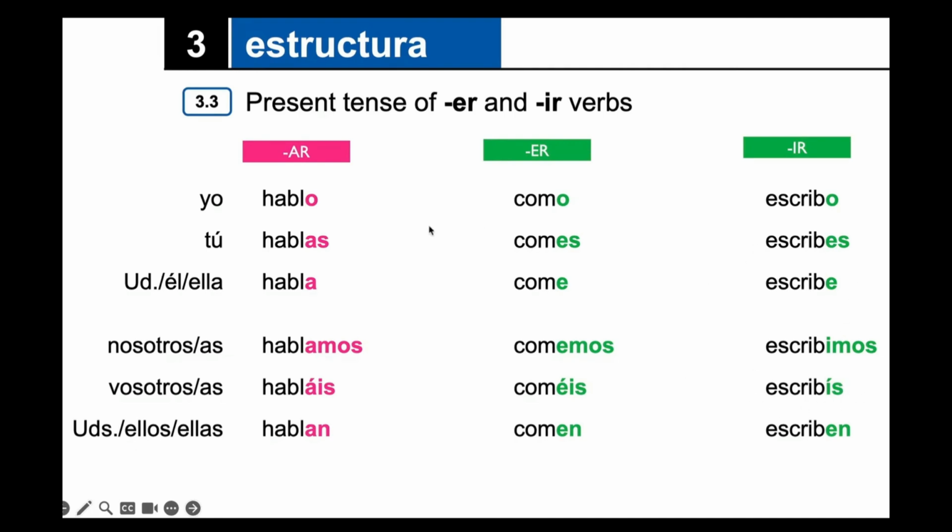To summarize, endings for AR: o, as, a, amos, an. I'm skipping over vosotros. ER: o, es, e, emos, en. IR: o, es, e, imos, en.